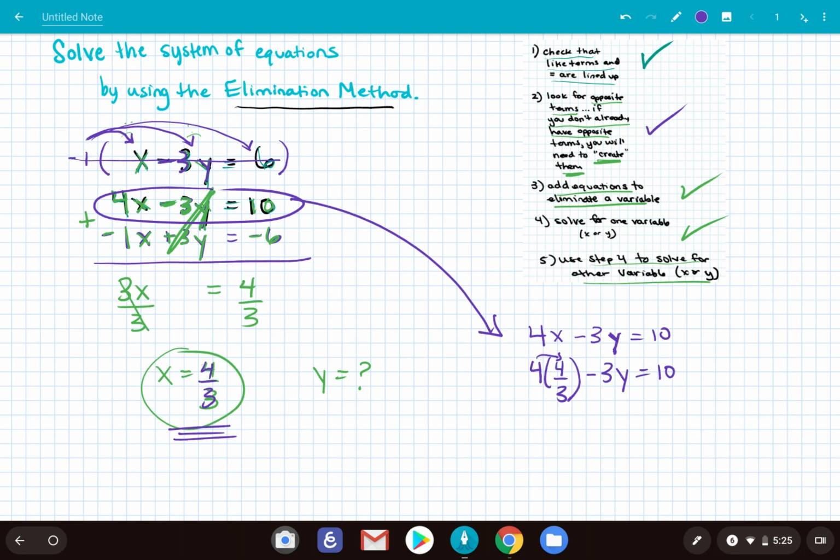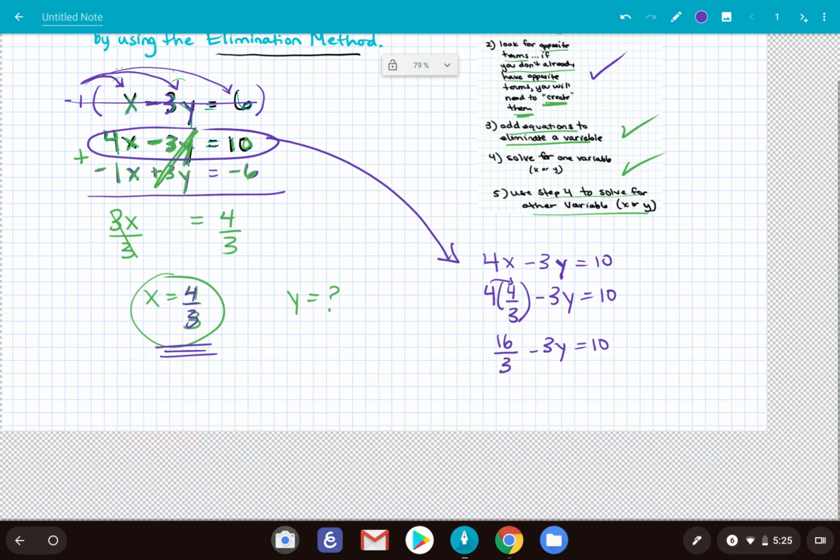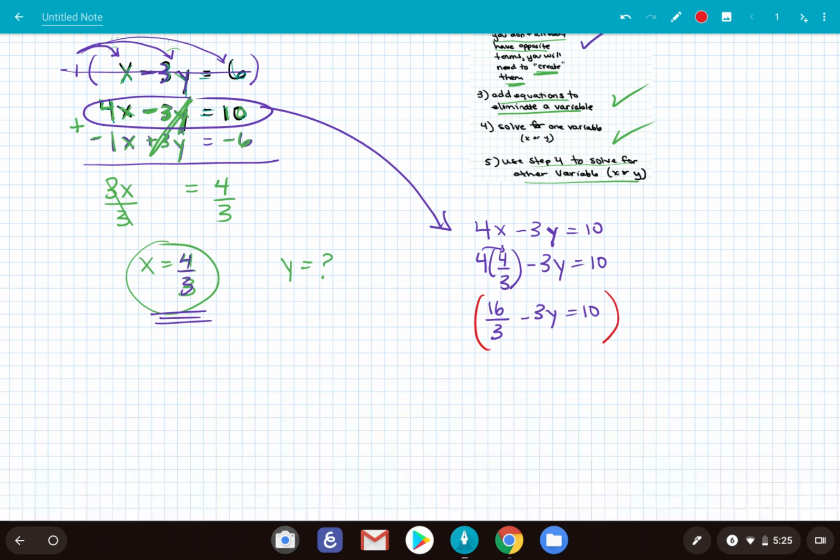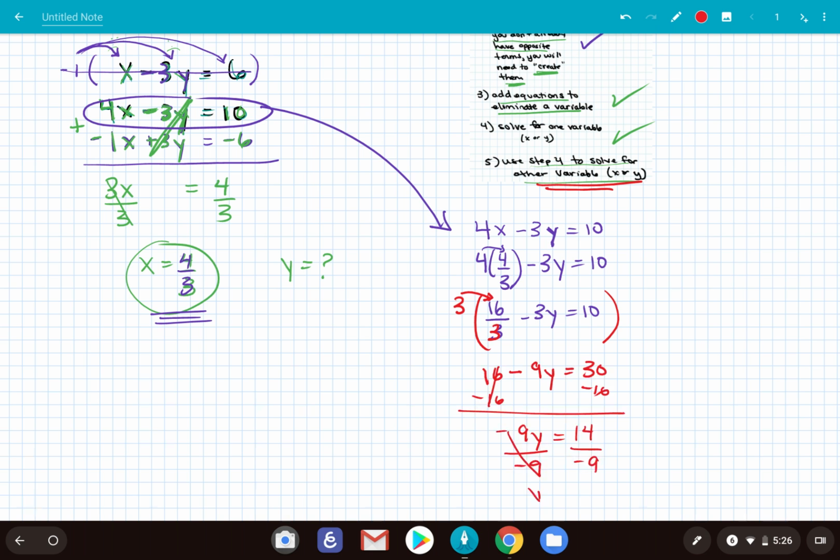And we can simplify this fraction by making it 16/3. One thing you guys want to do at this point is get rid of your fraction by multiplying, do a fraction buster, multiply by this denominator, and that'll make it so your fraction is eliminated, and then you won't have to deal with common denominators and all that kind of stuff. So we can solve for y now. We're solving for the other variable. So subtract 16 and divide by -9, and you'll get your y value.